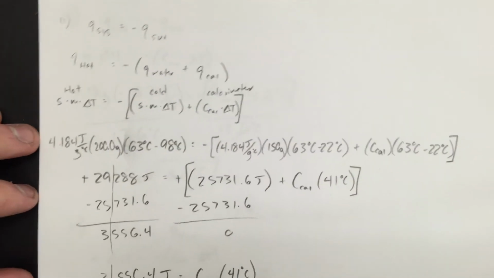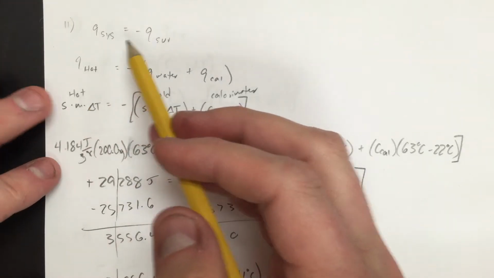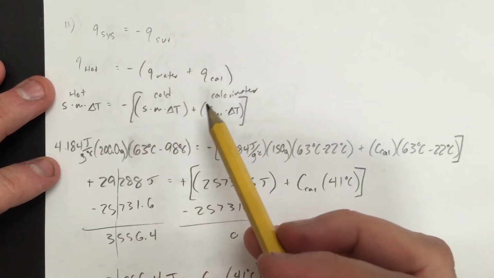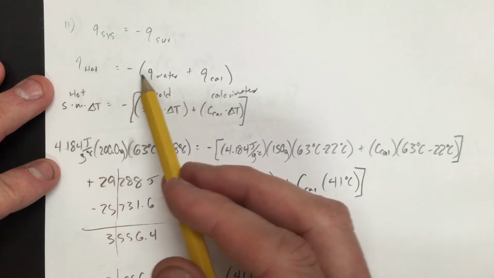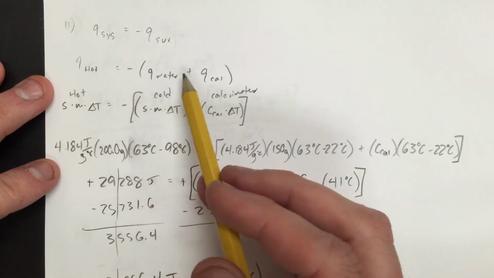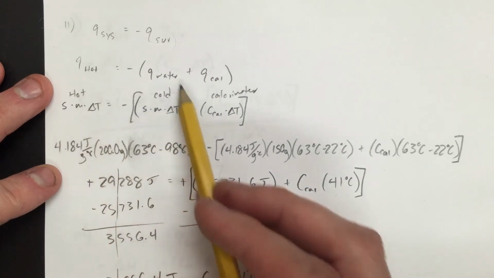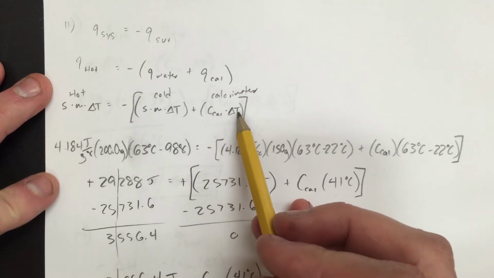All right, looking at number 11. For number 11, we have Q for the system is equal to negative Q for the surroundings, right? Everything with a calorimeter, we're going to start with that equation. So what is the heat capacity of the calorimeter? So we have Q for the hot water is equal to negative Q for the cold water plus Q for the calorimeter. Since hot water is a pure substance, we use SmΔT, and cold water is a pure substance, SmΔT. The calorimeter is an object, so we use CΔT.